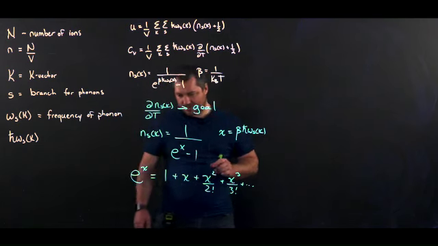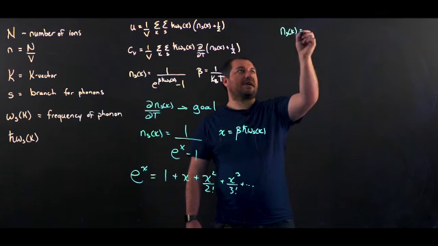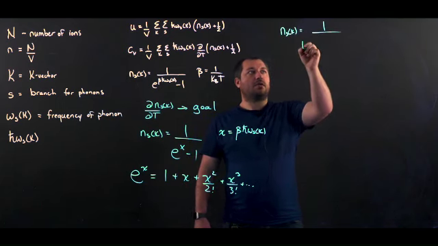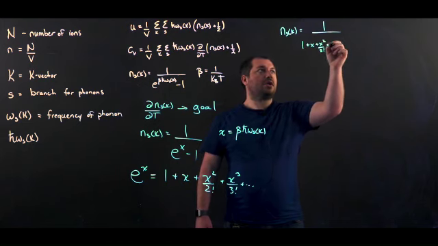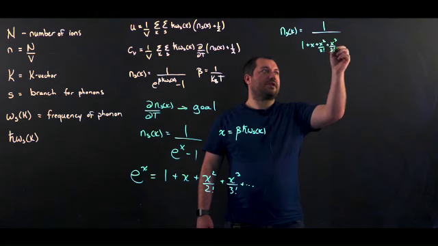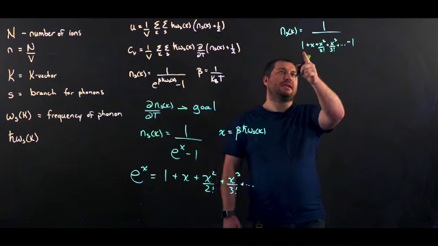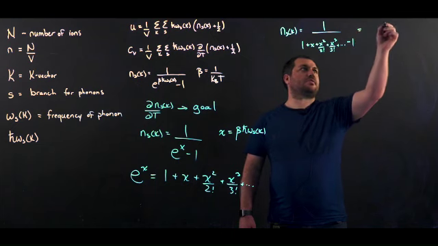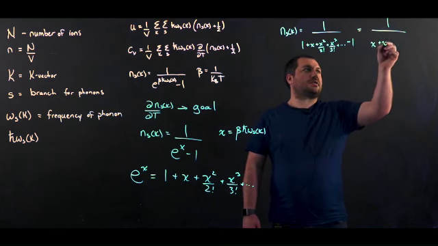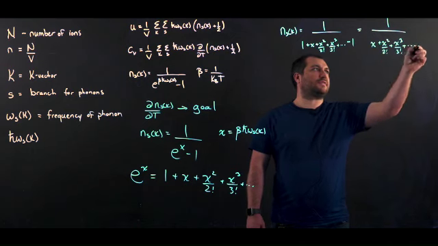So if I was to plug that in there, what we would get is ns of k equals 1 over 1 plus x plus x squared over 2 factorial plus x cubed over 3 factorial plus many other terms, and our last little bit there was minus 1. And we can see we got 1 there at the beginning, and after our infinite series we have a minus 1. So this nicely becomes 1 over x plus x squared over 2 factorial plus x cubed over 3 factorial plus an infinite number of more terms.